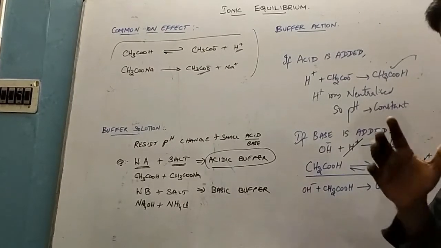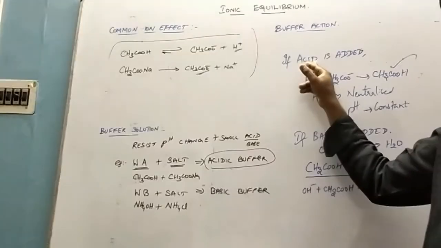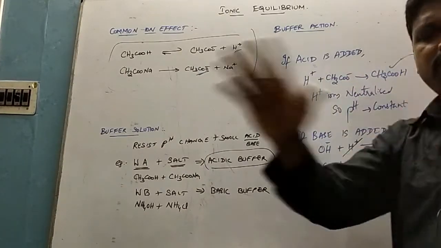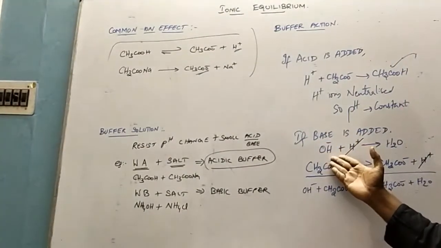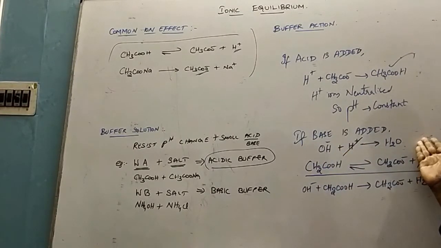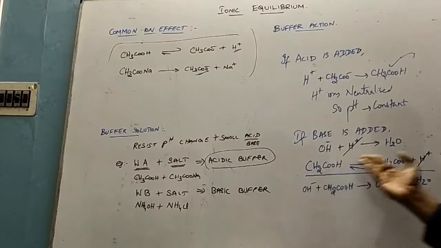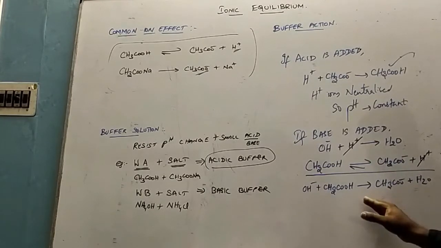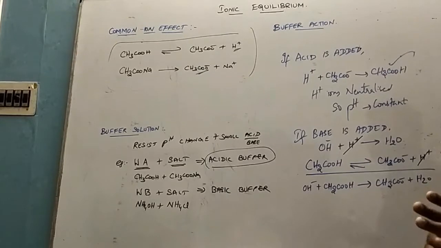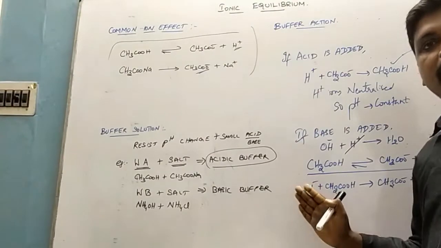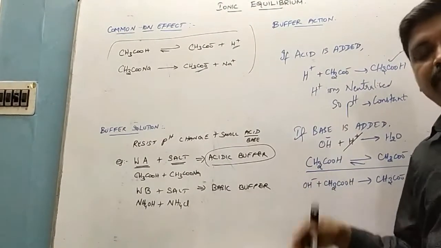So how does a buffer solution resist pH change? That is a simple question. If acid is added, the H plus ions are neutralized by acetate ions to form neutral acetic acid molecules, so the pH will not change. If base is added, the OH minus ions are consumed by H plus to form a neutral molecule. In order to maintain equilibrium, some amount of acetic acid will dissociate. This is the net reaction happening, and the OH minus ions are neutralized. So the main thing here is that upon addition of a small amount of acid or a small amount of base, the pH of the buffer will not change.